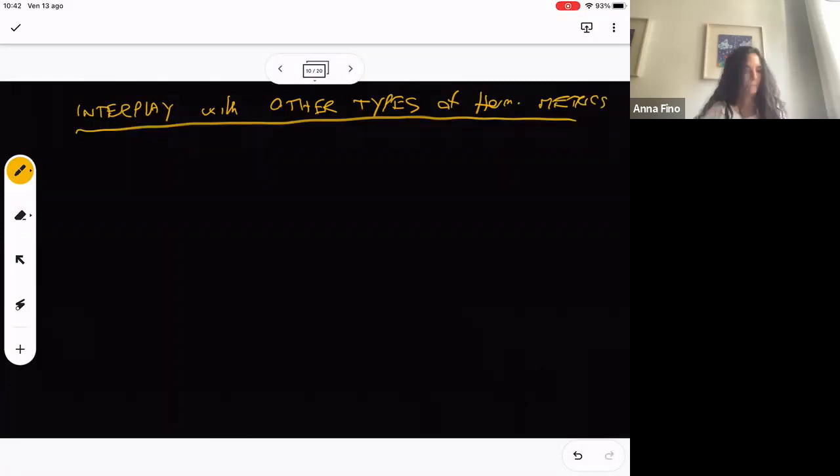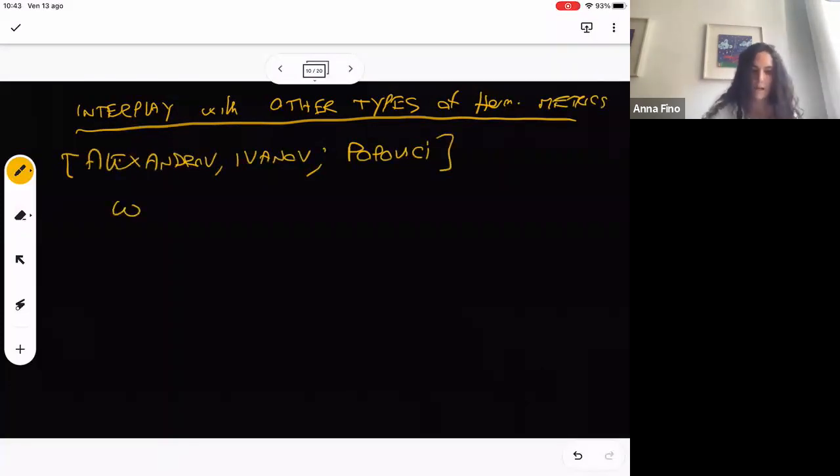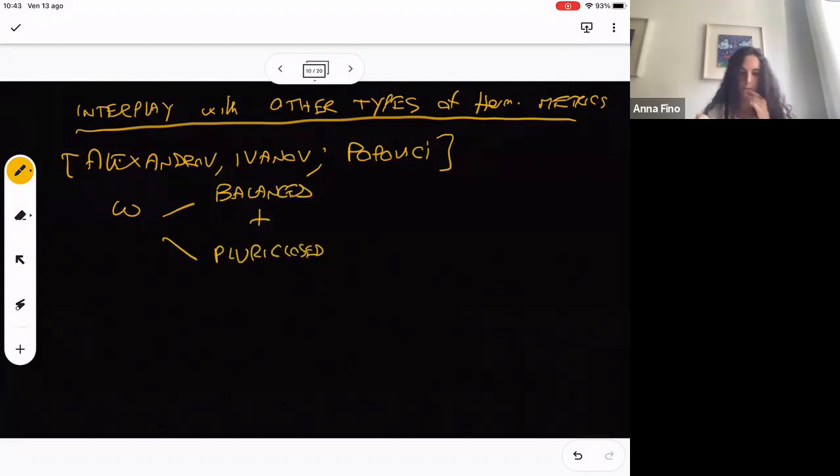Okay. This is a result by Alexandrov, Ivanov, and Popovici gave a different proof more recently. If you ask a Hermitian metric omega to be at the same time balanced plus pluriclosed, so that means co-closed plus ddbar-closed, then automatically this is Kähler.